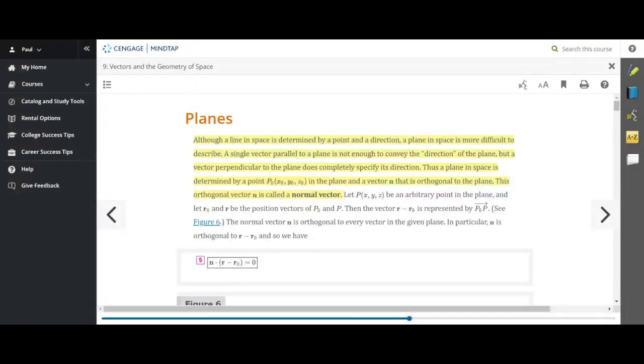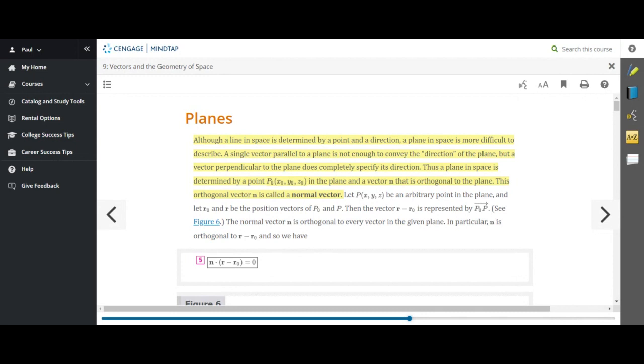Okay, class, so we are now continuing section 9.5. Last time we talked about equations of lines, and now we talk about equations of planes. And in section 9.5, on the section on planes, it mentions that although a line in space is determined by a point and direction, a plane in space is more difficult to describe.